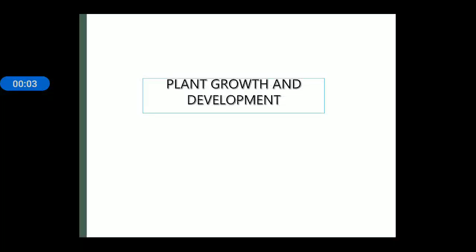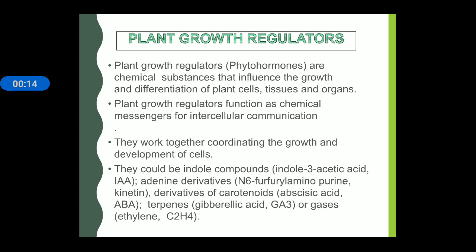Students, today we are going to start our next chapter of plus 1 class biology, and the name of the chapter is plant growth and development. In this chapter we will mainly cover the main topic, that is plant growth regulator, or we can say plant hormone or phytohormones. This topic is already discussed in previous classes also.